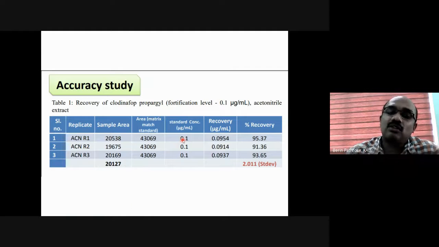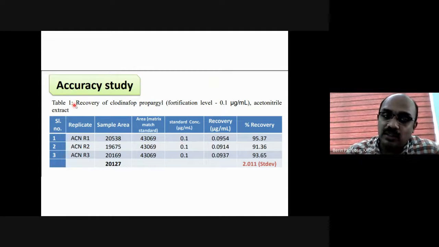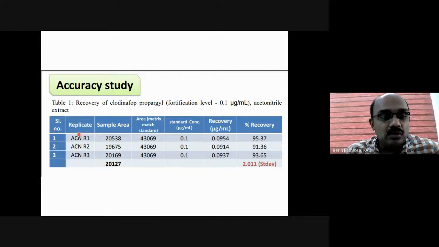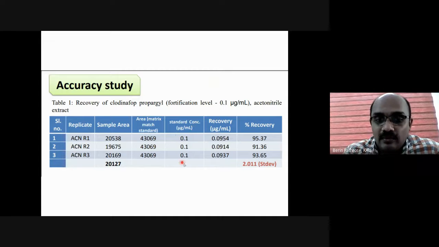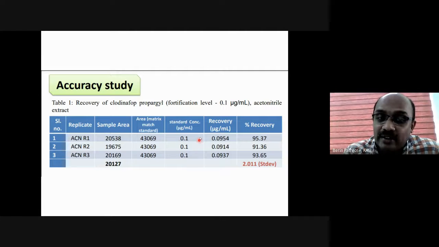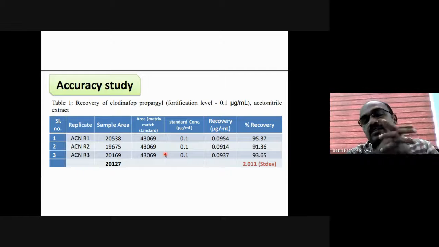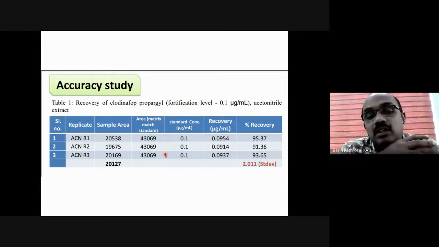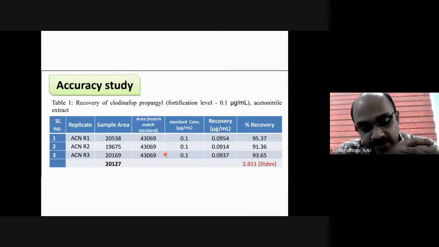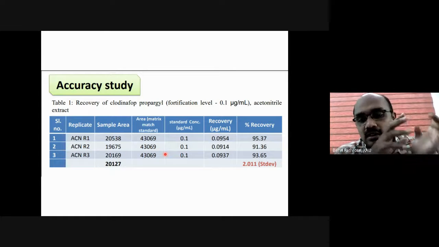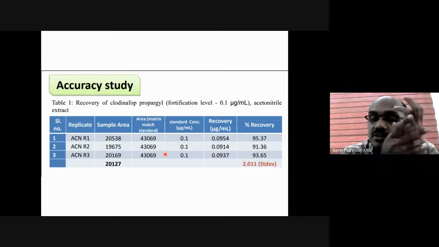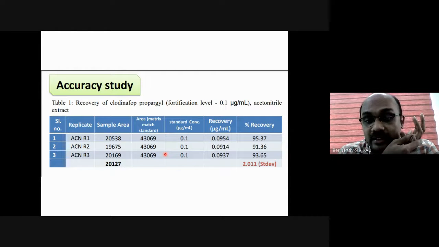And next, for accuracy, we went for recovery studies. This is 3 replicates, and this is the concentration which we have added into the matrix. Yesterday I didn't explain what is matrix and matrix match standard. Whenever we are going for pesticide residue analysis, first we will inject a clean standard or neat standard.